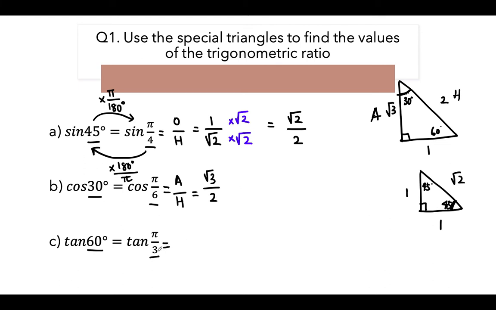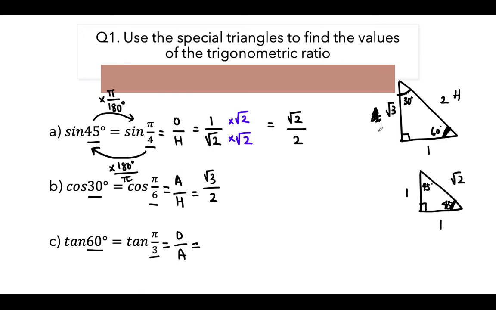Next, tangent pi over 3. So my starting angle, pi over 3, is 60. So this is going to be my starting angle, 60 degrees. And for tangent, we know the formula is going to be opposite over adjacent. So from here, opposite is now this square root 3.